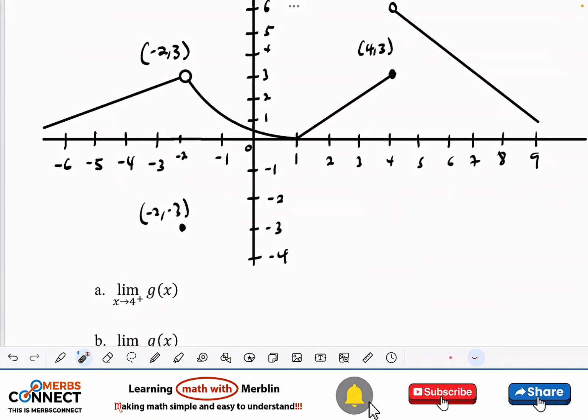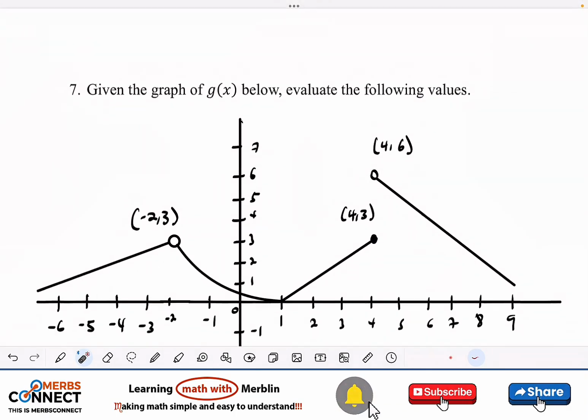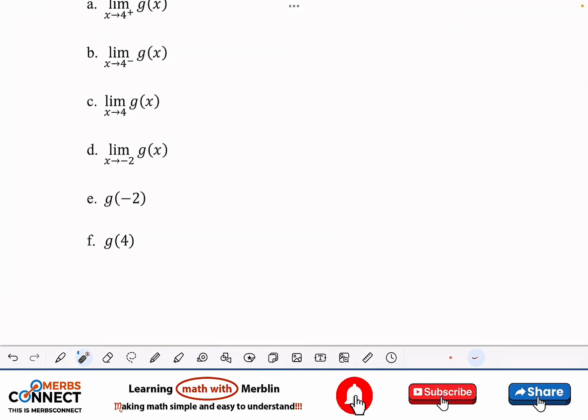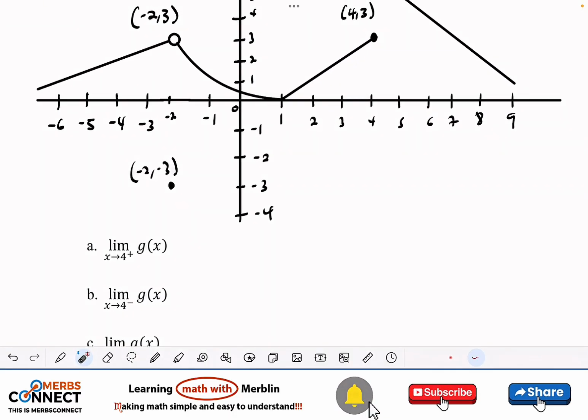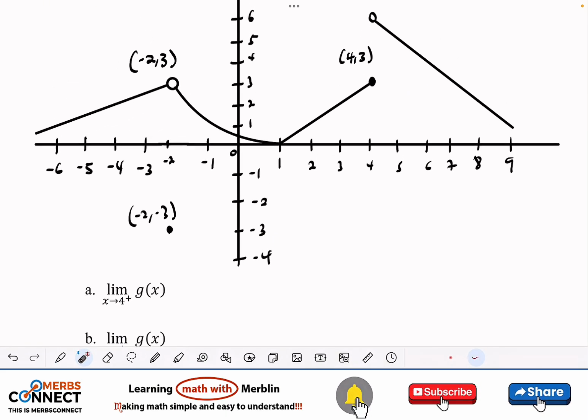I love question 7. Question 7 is very simple. Just look at the graph and just put the answers there. So what is the limit as x is approaching 4 from the positive of g of x? The question is 4. So I need to go and locate my 4. X is approaching 4. So this is my 4.